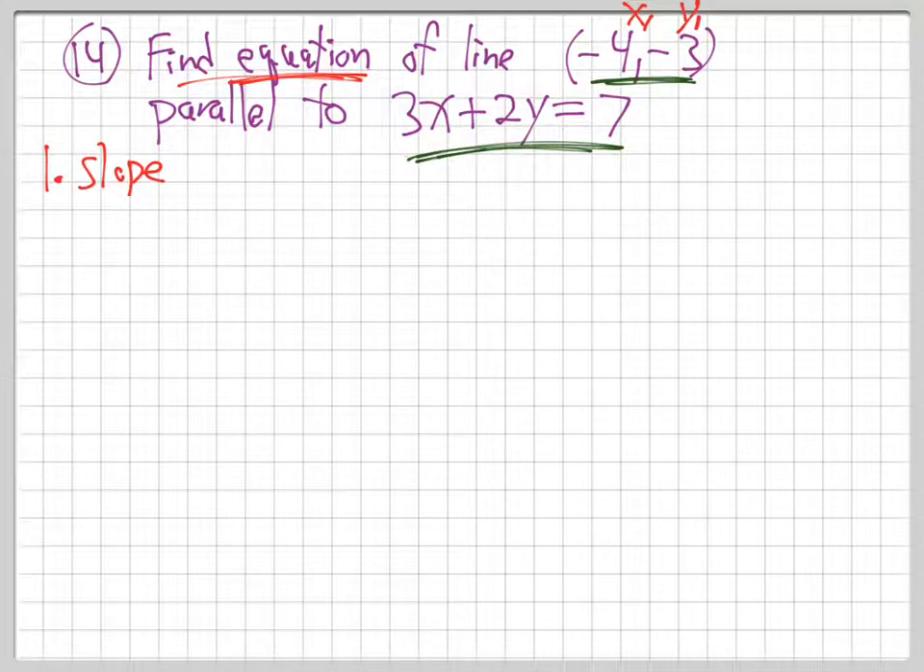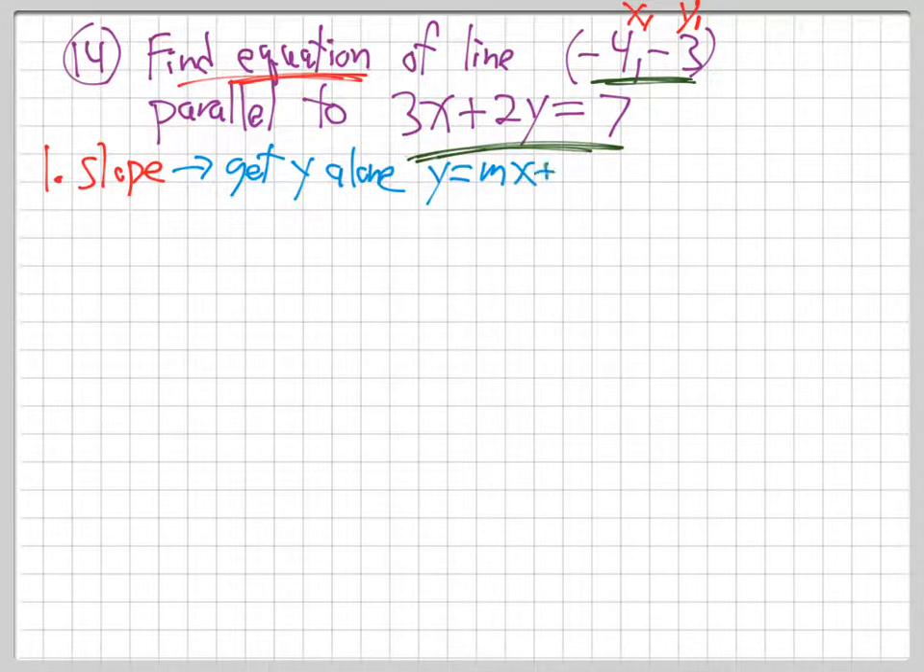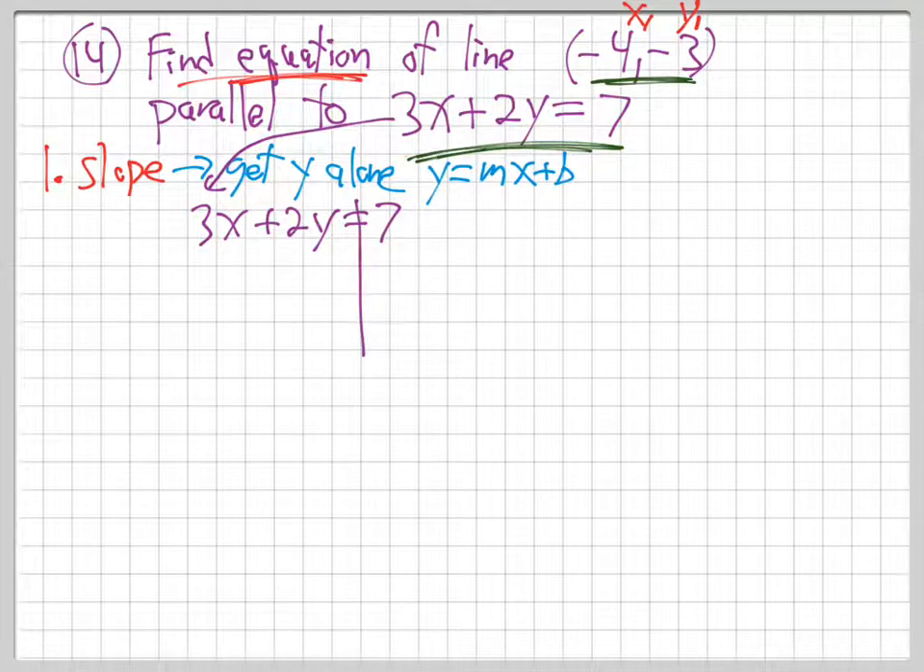So step 1 is always finding the slope one way or another. In this case, get y alone so that you get y equals mx plus b. So I'll take their equation: 3x plus 2y is 7. And then I've got to get that y alone. Can you do that real quick? So get y alone.